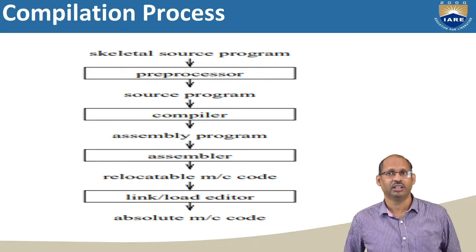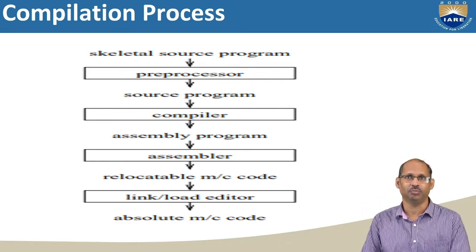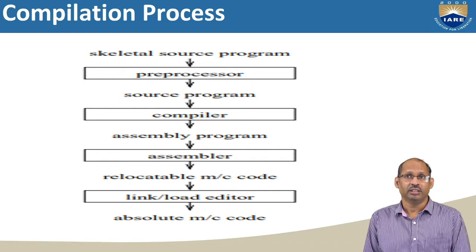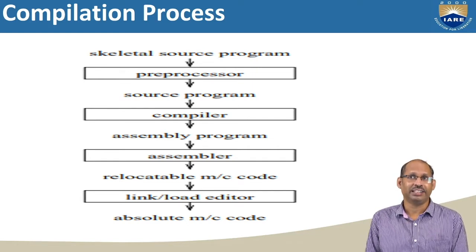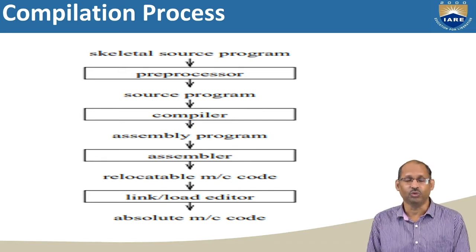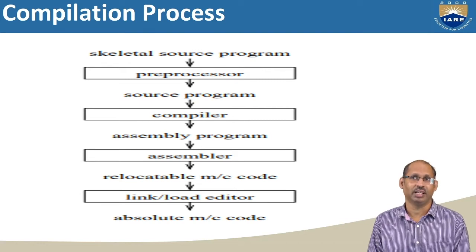This is our diagram for the compilation process. The first one is the skeletal source program. It might be one file, two files, or multiple files. All the files are input to the preprocessor. In these files, we may use preprocessor commands. In C, C++, and many other languages, we use preprocessor commands.